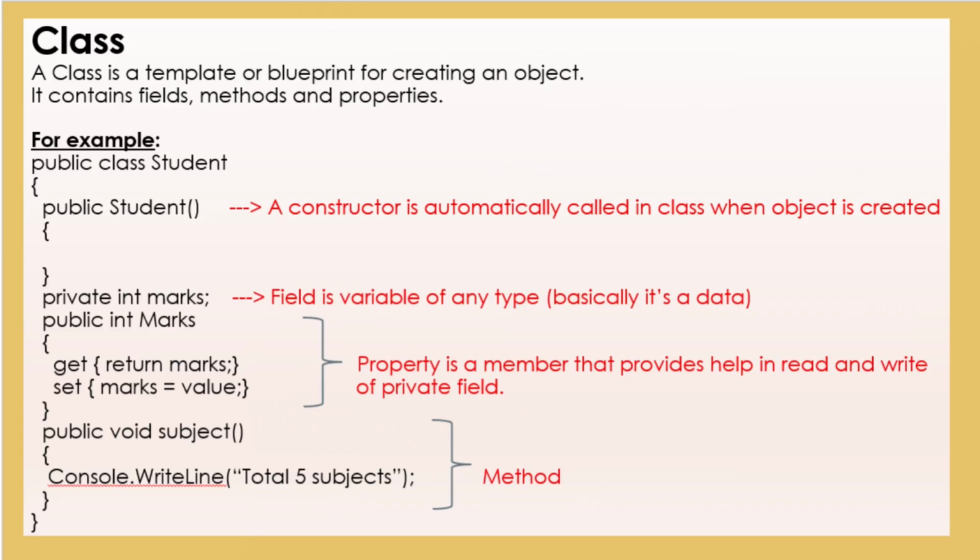Let's start with class. A class is a template or a blueprint for creating an object. It contains fields, methods and properties. In the below example of a student, I have mentioned field, property and methods, each and everything along with constructor. And the detailed explanation I will give in the presentation part.